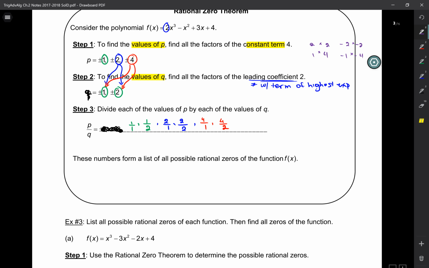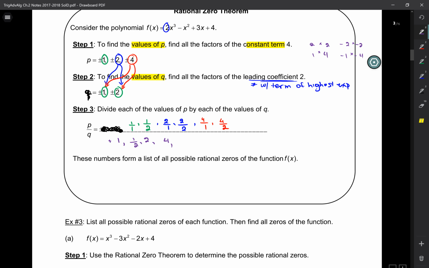Okay, now 1 over 1, it's silly to write it as 1 over 1. Why don't we just say 1? 1 over 2 is 1/2. 2 over 1 is 2. Okay, what's 2 over 2? 1, but I already have that. I don't want to be redundant, and so you don't put it. And then I have a 4, and 4 over 2 is 2, which I already have.